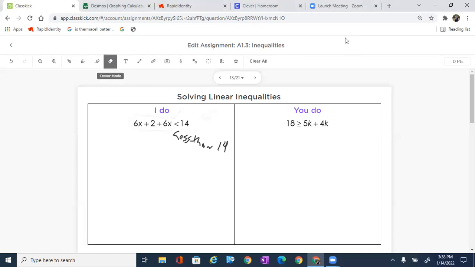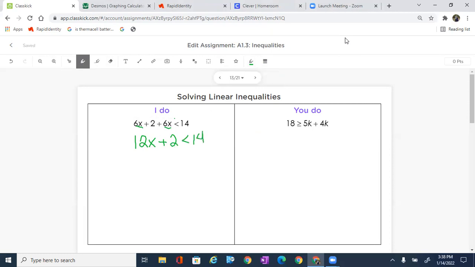How we do that is we're going to start by doing basic algebra. We're going to see if there's anything we can collect. Well, it looks like we can collect some like terms in here. It says 6x and 6x. We have 6x's and other 6x's. That's going to give us a total of 12x's. And then we've got plus 2 off to the side, and that is going to be less than 14.